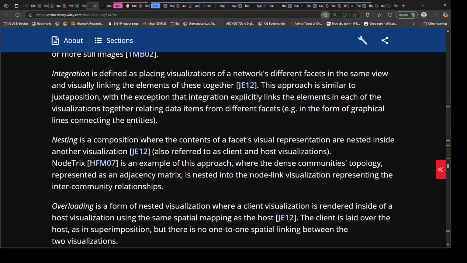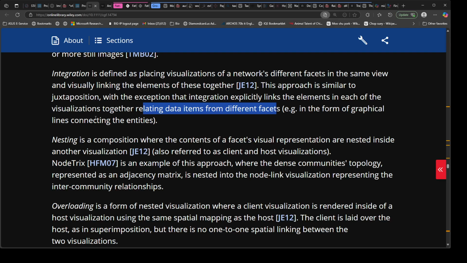Integration is defined as placing visualizations of a network's different facets in the same view and visually linking the elements of these together, JE12. This approach is similar to juxtaposition, with the exception that integration explicitly links the elements in each of the visualizations together relating data items from different facets, for example in the form of graphical lines connecting the entities.